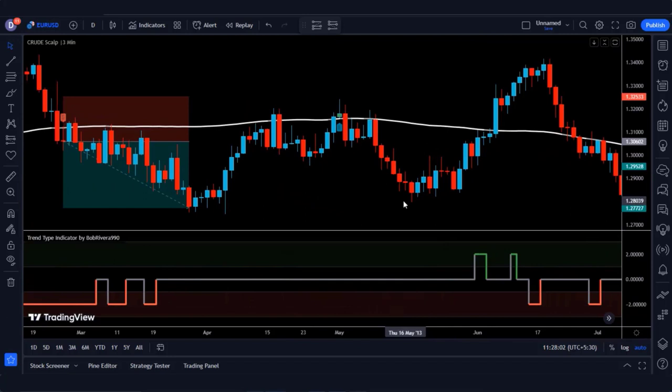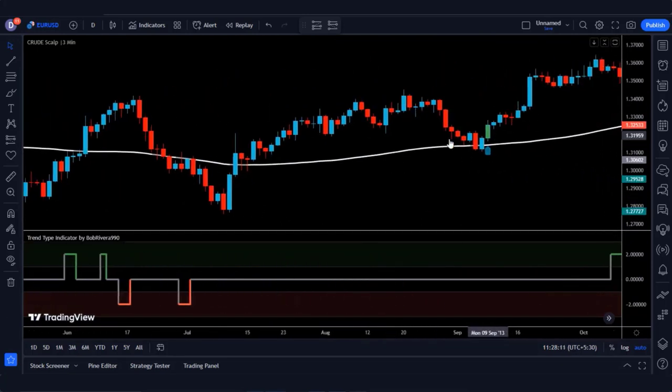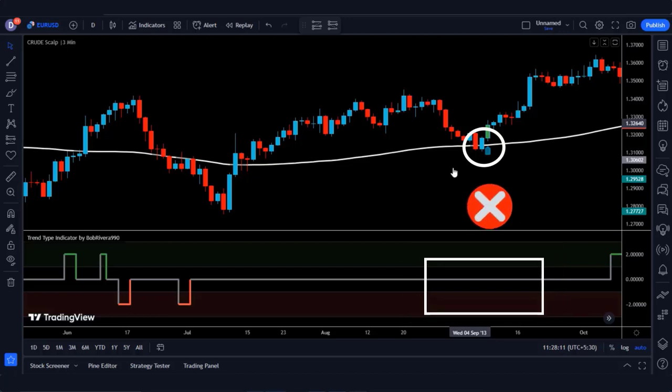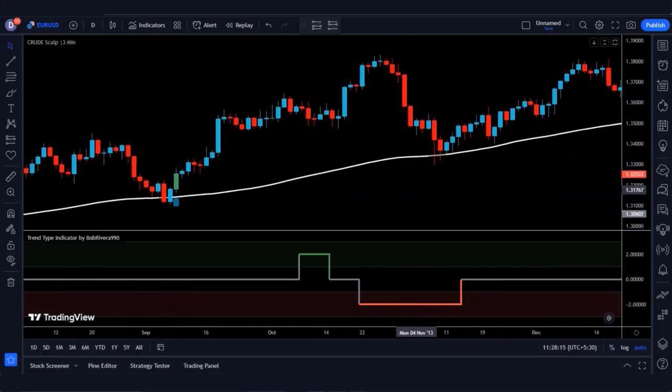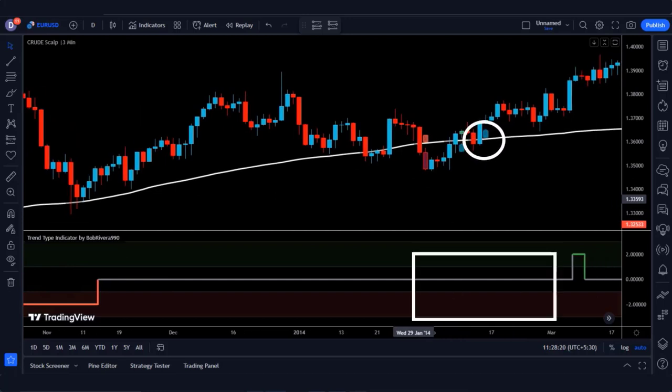You can see here the buy signal given by the Intraday buy, sell indicator, but the trend type indicator does not confirm it, so I'm not allowed to take any entry. Also, you can see here a buy signal given by the Intraday buy, sell indicator, but the trend type indicators do not confirm it, so don't make any trade.